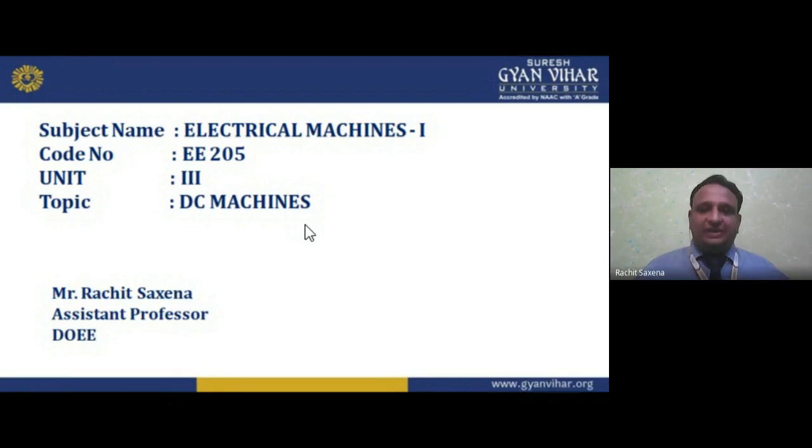After the commutator, we use brushes. If I want to rotate the rotor or armature, I need a shaft, which is just like a rod, and on both sides of the shaft we use bearings. If bearings are not there, we cannot easily rotate the armature rotor. These are the construction parts which I talked about a lot in my previous lecture. I hope you understand this.